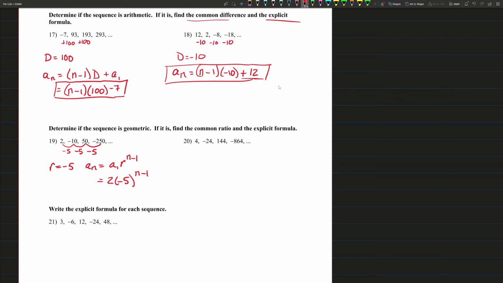Number 20, in order to get from this first term to the second term, that's times -6. -24 times -6 gives you 144, so this is being multiplied by -6. And I believe this is as well. Okay, so this is still going to be geometric with common ratio being -6. That means the nth term is going to be the first term times the common ratio to the power of n minus 1.